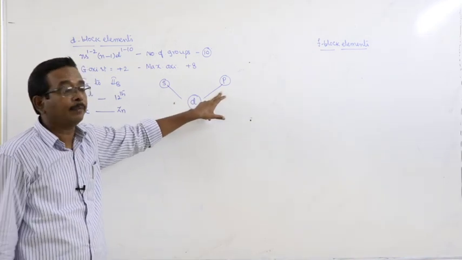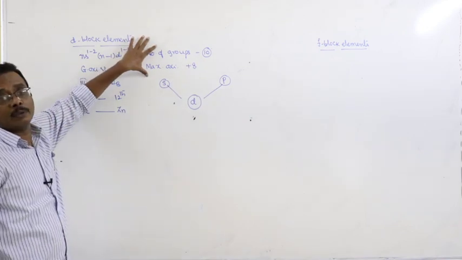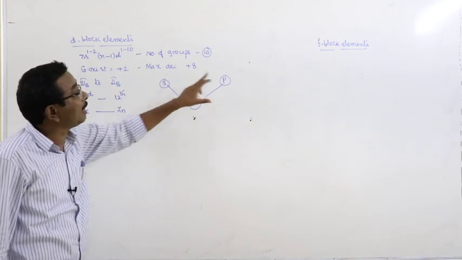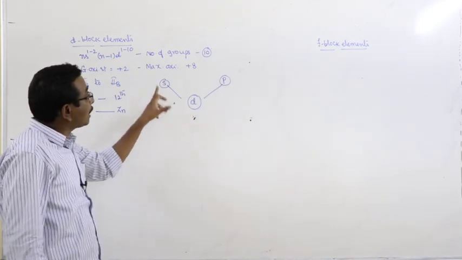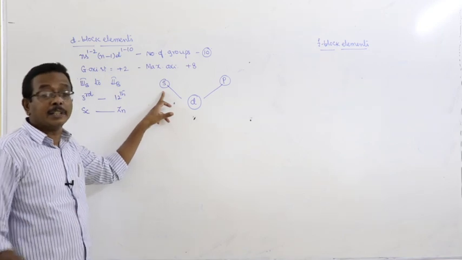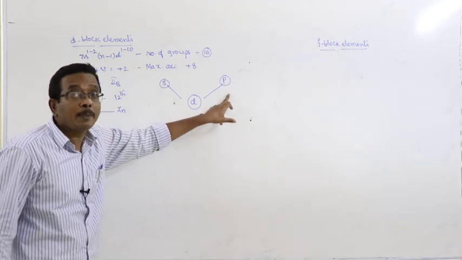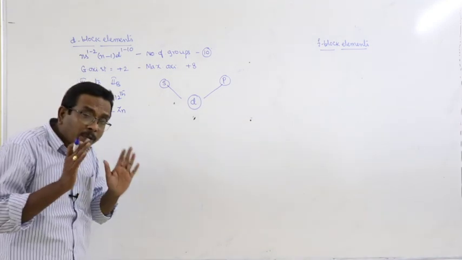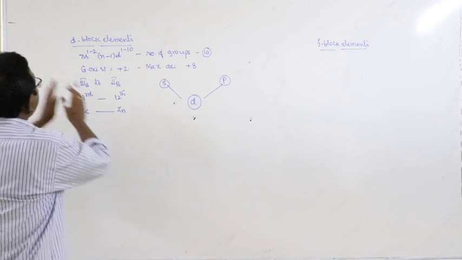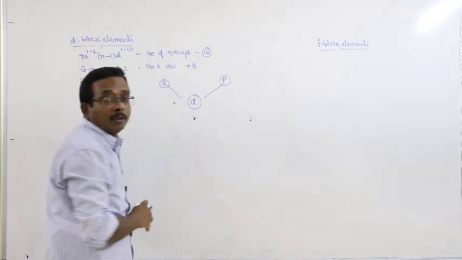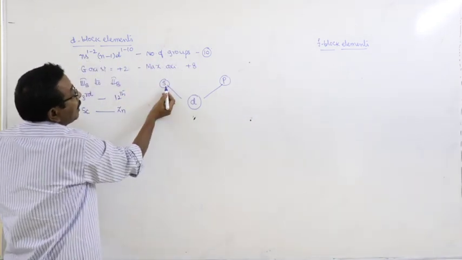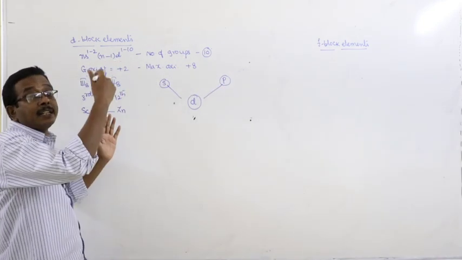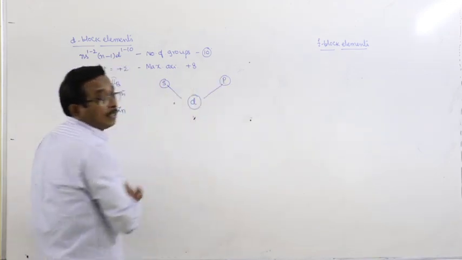I am repeating once again. In the long form periodic table, the d block elements are arranged between the s block and the p block. The s block elements are highly electropositive and form ionic compounds. The p block elements are electronegative and form covalent compounds. What is the meaning of that? As we move from left to right in a periodic table, the nature of elements varies from electropositive to electronegative, and the nature of the compounds varies from ionic to covalent.